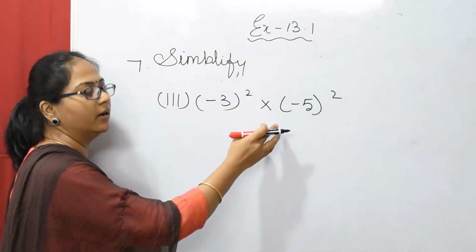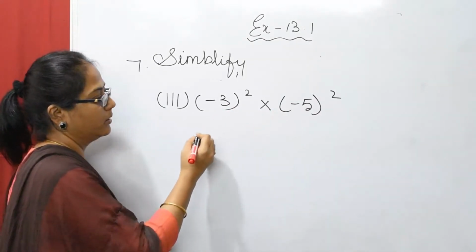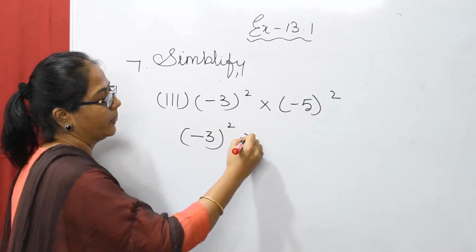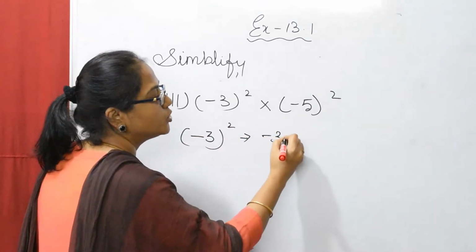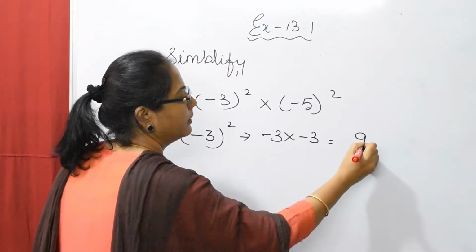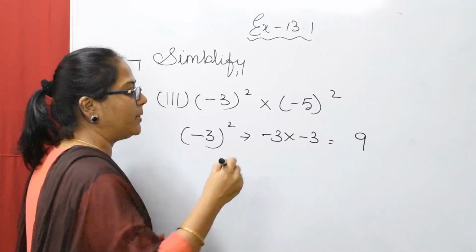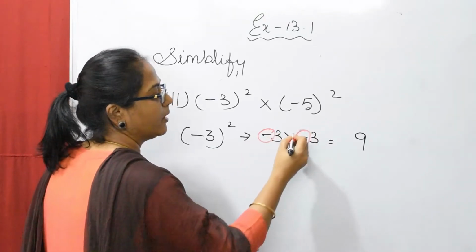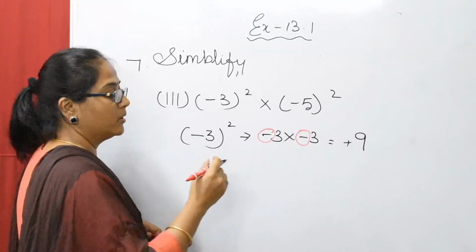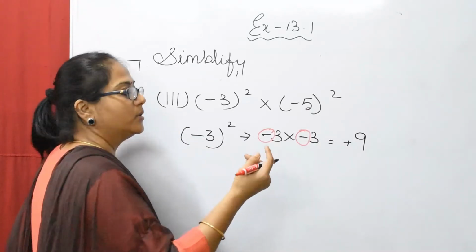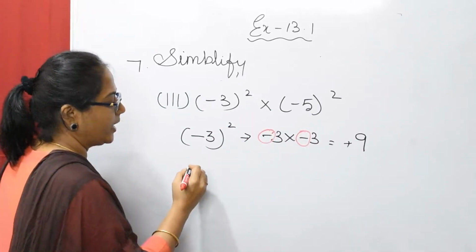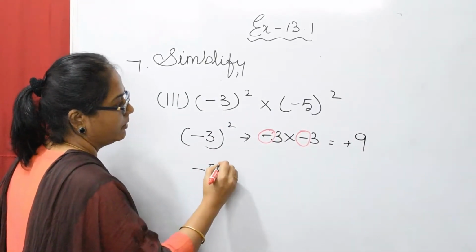Now let's start with question 3. Minus 3 square into minus 5 square. Minus 3 square means minus 3 into minus 3. So 3 into 3, 9, and the negative sign is repeated twice, an even number, so it's a positive sign here. Understood? 2 is an even number, so we will get a positive number here. The same way, minus 5 square.